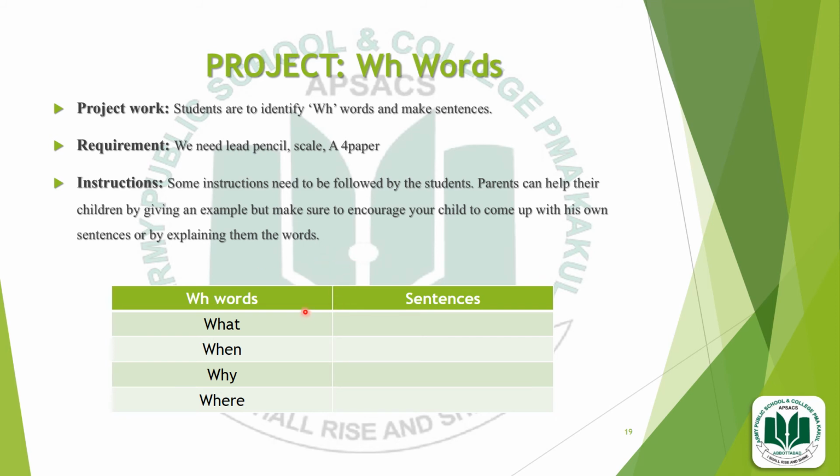You have to make two columns. On one side you will write down the WH words like this, and on the other side you will make sentences of the given words.